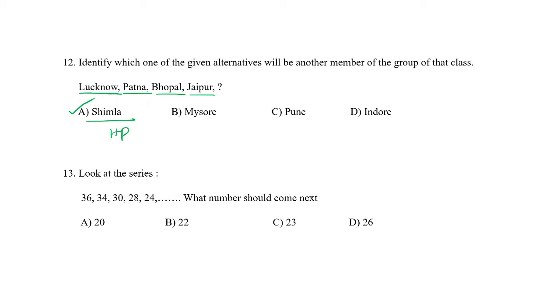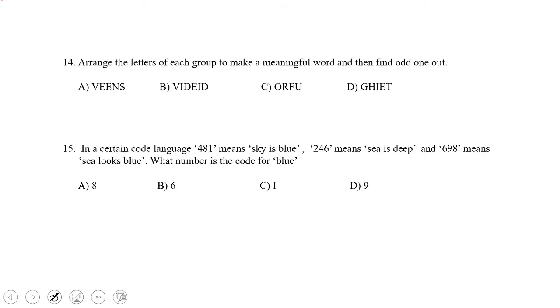Coming to the 13th question, look at the series 36, 34, 30, 28, 24. What number should come next? Here 36 becomes 34 means minus 2, and 34 to 30 is minus 4. Here minus 2, minus 4. Minus 2, minus 4 series. Then what will be the next one? Minus 2. 24 minus 2 is 22. Option B.